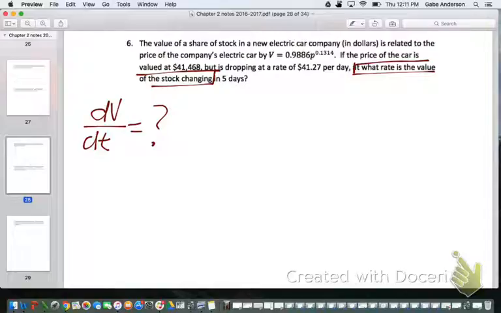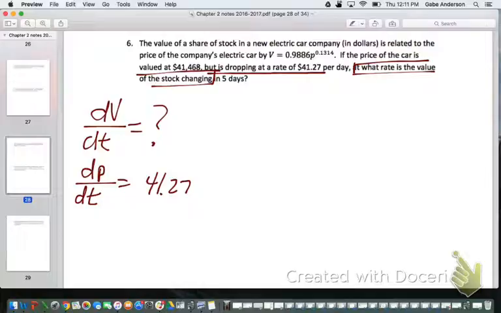So then Titus, did you underline any stuff, maybe with a rate that we could use to help us? Yeah, the price is dropping, so like dP/dt is 41.27. Okay, so price is dropping at that rate. What did you say that equaled again? 41.27. Okay, what do you guys think? It would be negative. Why would it be a negative rate? Because the price is dropping. So if the price is dropping, the rate of change of that would have to be negative. So we'll put negative 41.27. Definitely an important thing to think about there. Of course, if the price of the car was going up, then the rate would be positive.